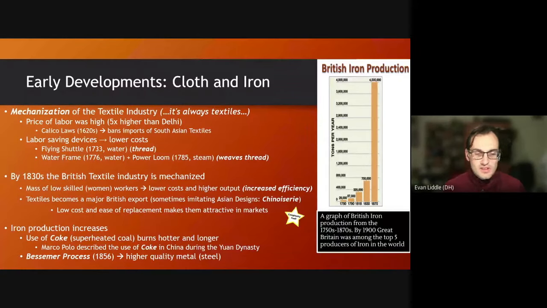It's also worth noting that some of these mechanization processes resulted in an increase in the production of metals, such as iron, via the use of coke, which is a superheated form of coal, which burns hotter and longer than just regular coal, and it allows a higher quality of iron to be produced and more of it. Marco Polo actually described the use of coke in China during the Yuan dynasty, although he talked about it being used to heat baths for long periods of time.